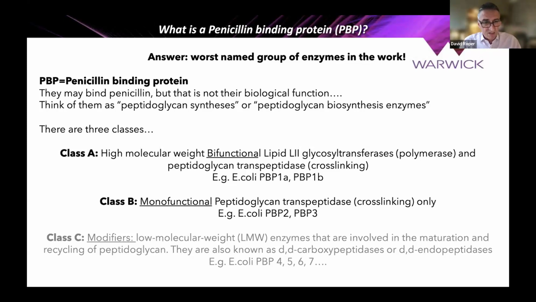The so-called class A's are high molecular weight, and we're talking in the range of 80, 90, sometimes 100,000 molecular weight, and they're bifunctional. They have both the glycosyltransferase activity and the peptide cross-linking activity, the transpeptidase. Typical examples are E. coli PBP1A and 1B. And then we have class B enzymes. These are monofunctional. These can do the transpeptidation reaction anyway. And some good examples are E. coli PBP2, which is involved in elongation, and PBP3, which is involved in cell division.